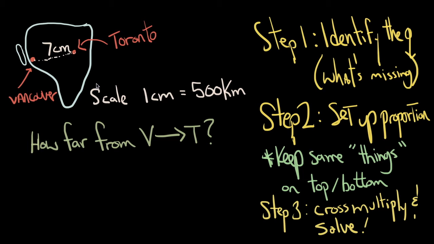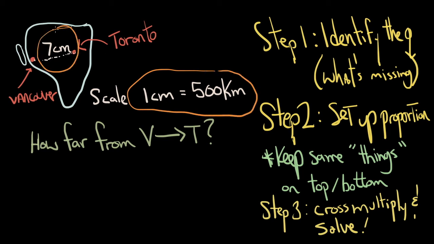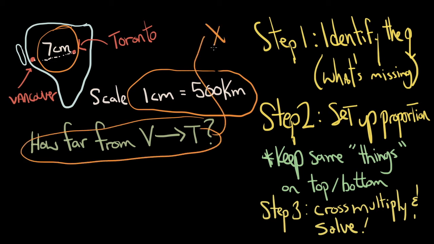So what do we know? We know the scale. We know how far it is on the actual map, which is pretty exciting. And we don't know this part. And when you don't know something, what do you make it? You make it X. So let's do it. So I'm going to set it up. I'm going to say 1 centimeter. I'm going to be very, very particular in the colors I'm using. So 1 centimeter was 500 kilometers. Okay, so I've just compared it.